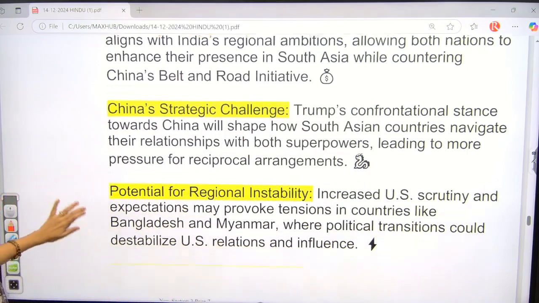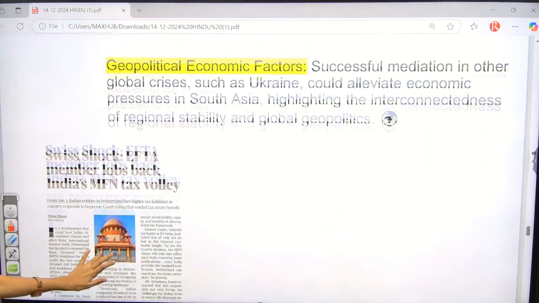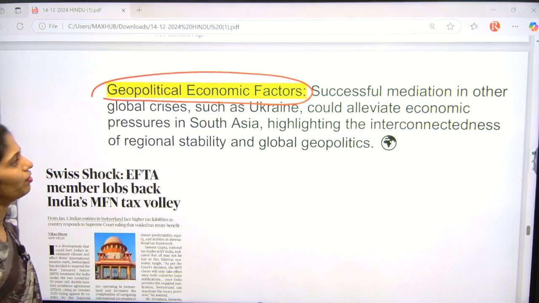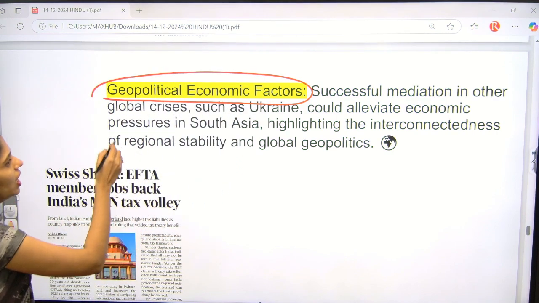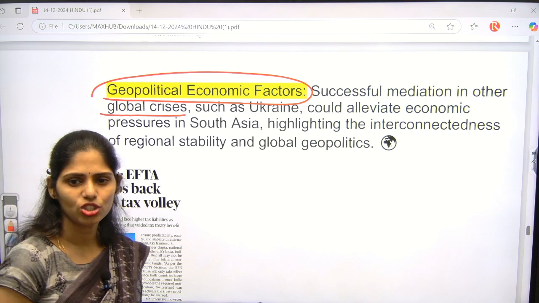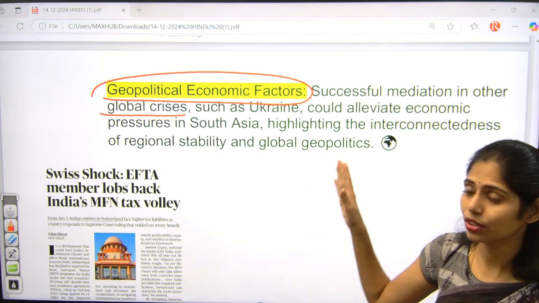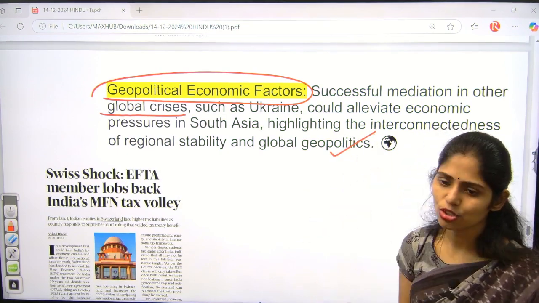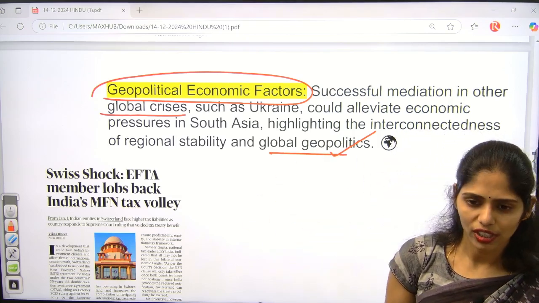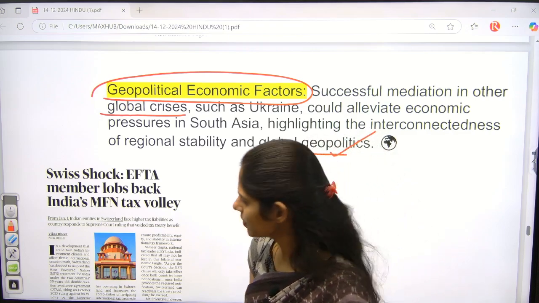And next one here is global geopolitics. Okay, global geopolitics, like geopolitical economic factors. For example, if we are having successful mediation in other global crises like the Russia-Ukraine crisis and the Israel-Palestine issue, if Trump is showing a big brother attitude and trying to resolve those issues, obviously we can ensure regional stability and global geopolitics, and we can resolve these kinds of issues so that every country will be establishing peace and security. So that is the thing.